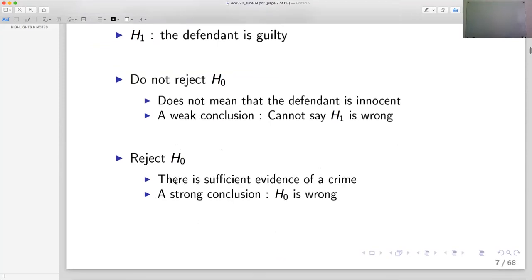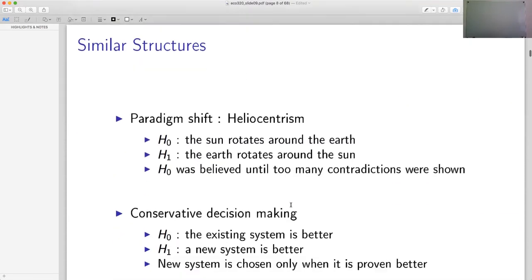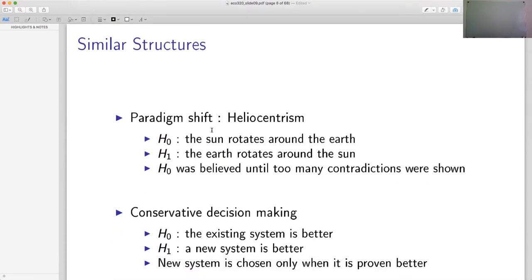Rejecting the null hypothesis means there is sufficient evidence of a crime. Evidence, again, in our data set is like a sample. So a strong conclusion is that H naught is wrong. Our null hypothesis is wrong is our conclusion. So it is a similar structure.